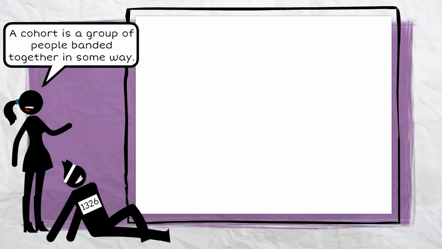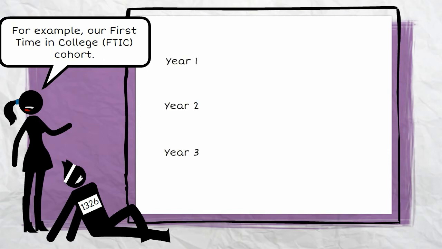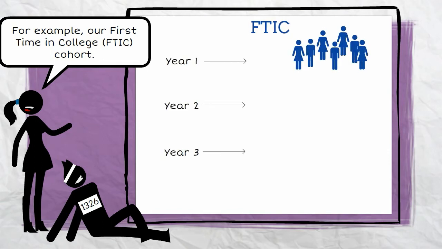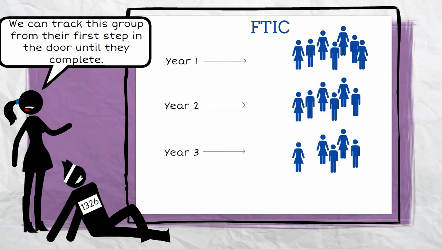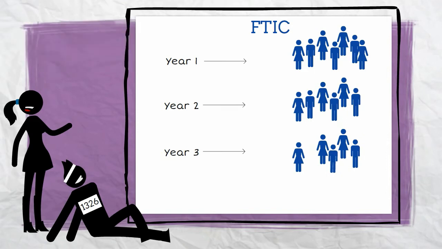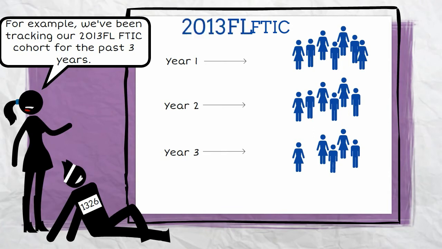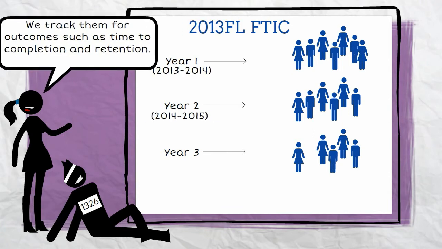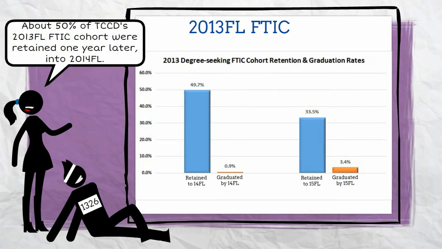A cohort is a group of people banded together in some way. For example, our first time in college cohort, we can track this group from their first step in the door until they complete. For example, we've been tracking our 2013 FTIC cohort for the past 3 years. We track them for outcomes such as time to completion and retention.